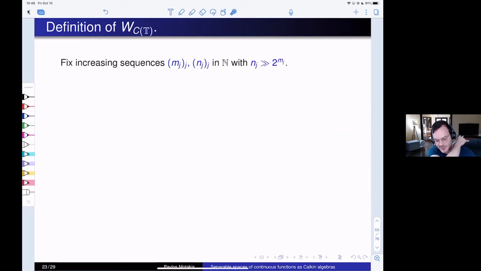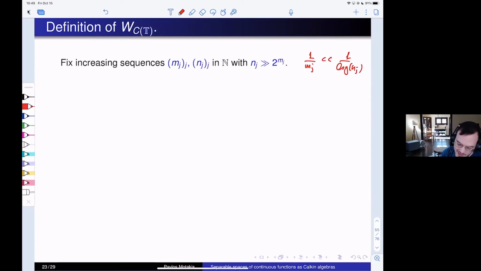So there are these parameters that you need to fix. If you're going into technicalities, these are important. You need to fix two very rapidly increasing sequences of natural numbers, m_j and n_j. And what you want is that each n_j is much larger than 2 to the m_j, basically. Or, if you want to look at this differently, basically 1 over m_j is much smaller than 1 over log n_j. So these are the mixed Tsirelson parameters.